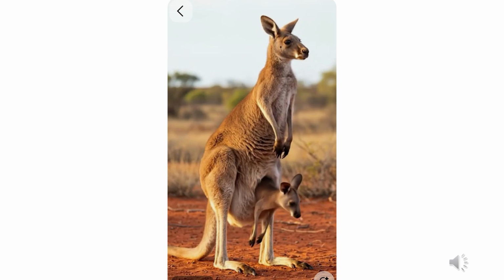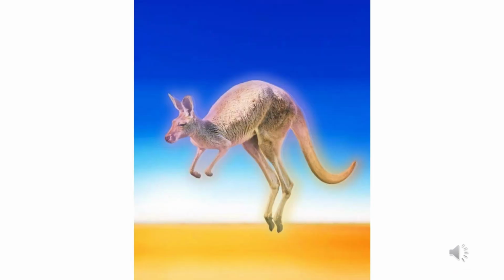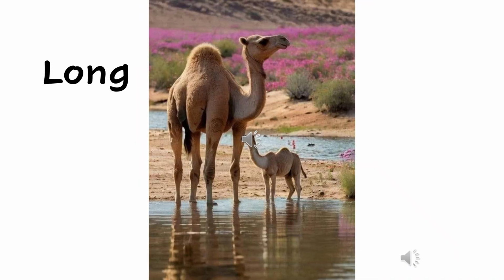Let's see a kangaroo. A kangaroo can make a long jump. Look at this camel. Its neck is long and its legs are also long. Look at its neck and legs.